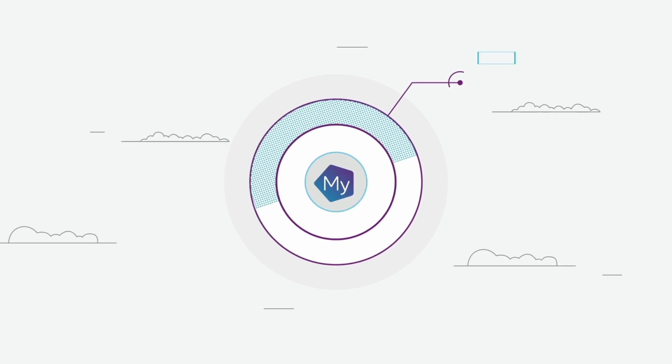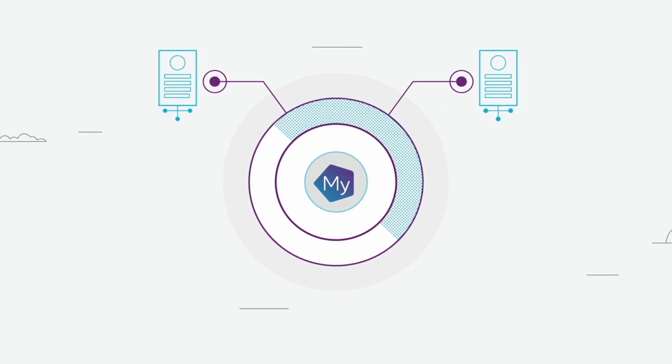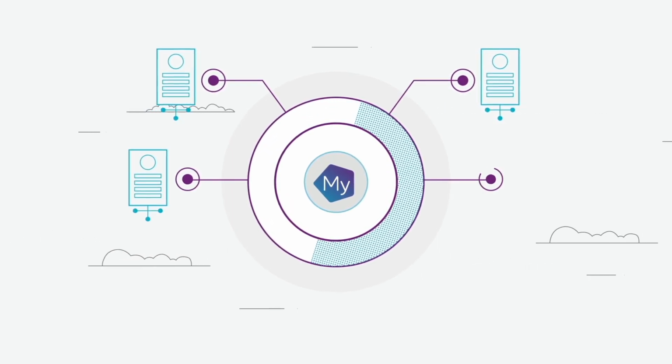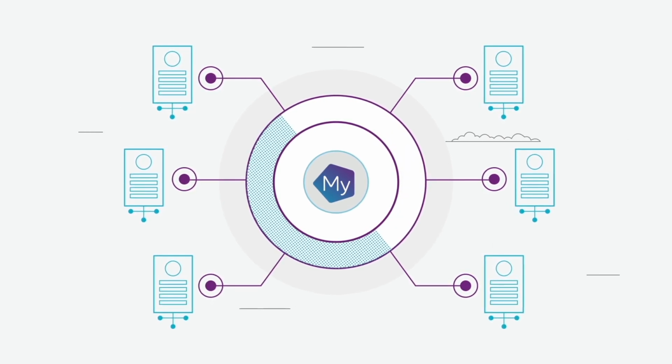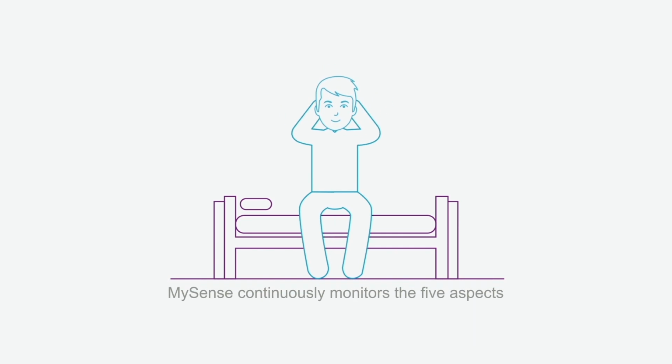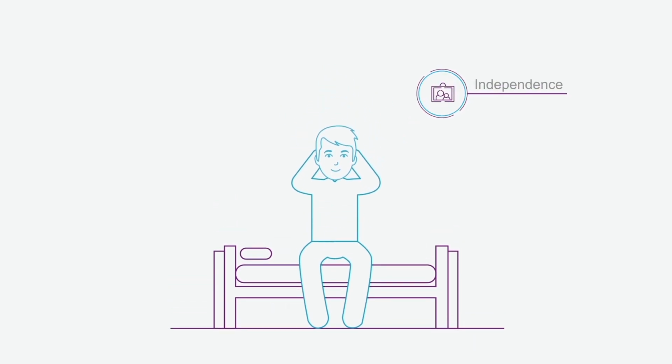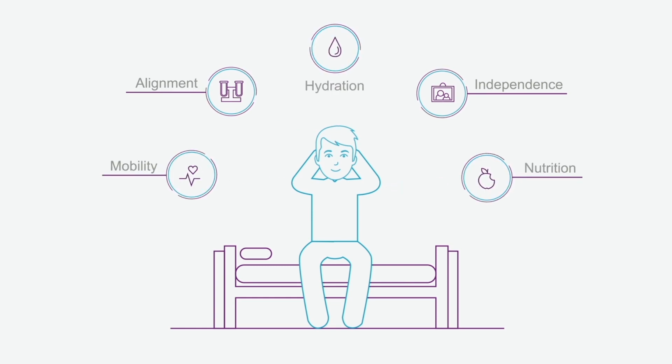Its powerful algorithm builds a personalized model for each end user's well-being using new and old data and constantly evaluates it for patterns and anomalies. MySense continuously monitors the five aspects of mental and physical well-being: independence, alignment, nutrition, mobility, and hydration.